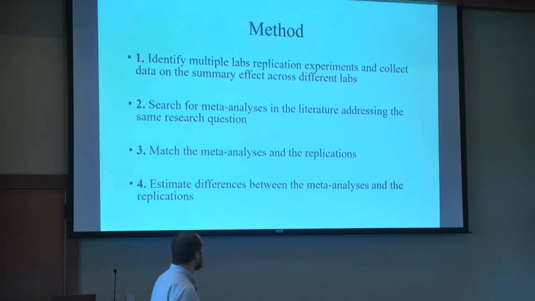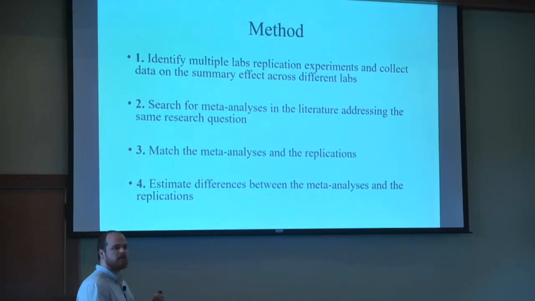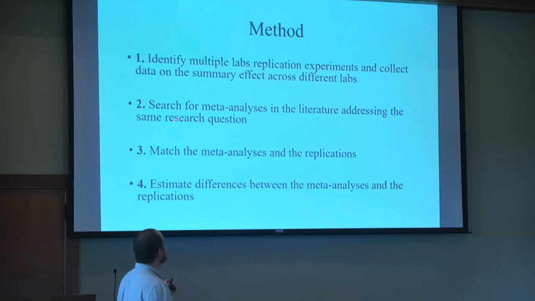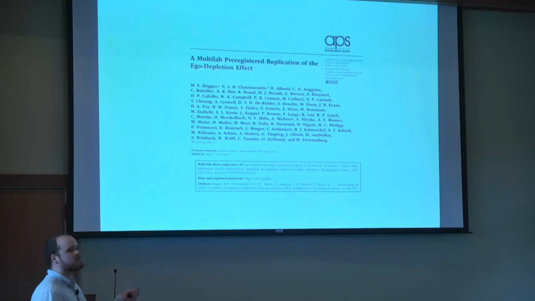So this is just a summary of our method. We start by identifying these multiple-lab replication experiments. We then search throughout the literature for meta-analyses on the same research question. We then match together these meta-analyses and the replications, which test the same substantive hypothesis, and we estimate the differences between the meta-analysis and the replication. This is just one example of this kind of registered replication report, here exemplified by the ego depletion replication.